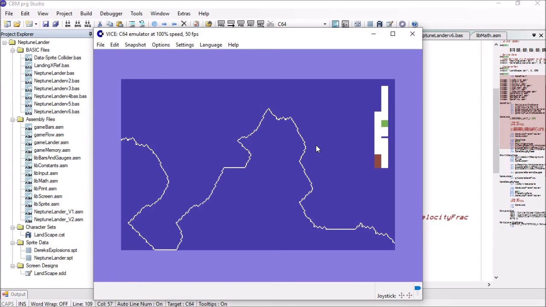Well, I think the fuel's been reset. Yeah, it is. Right then. Okay, where's the lander now? Oh, missed the top. Oh, I've run out of fuel now. Run out of fuel. Boom. Right then.